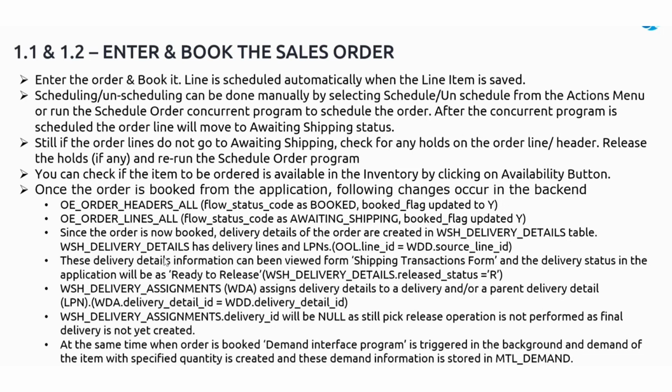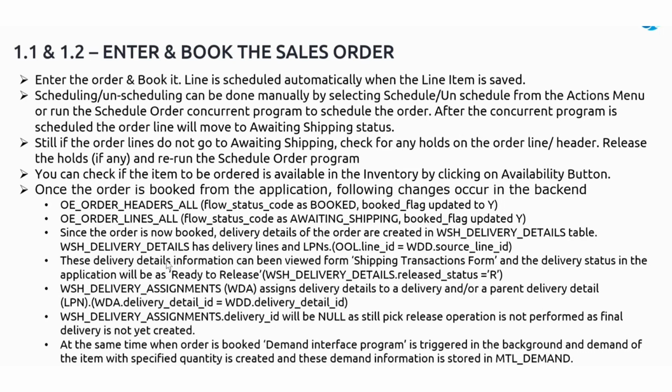It will not create a delivery, but delivery details of that order will be entered in the WSH delivery. Delivery will be created when you pick release the order and try to ship it. At that time, the new delivery will be created. But when you book the order, delivery details will be created. Not a new delivery ID, but what is called delivery details. Okay, so delivery assignments and delivery details tables are the ones which will have the data when you book the order at this particular stage.